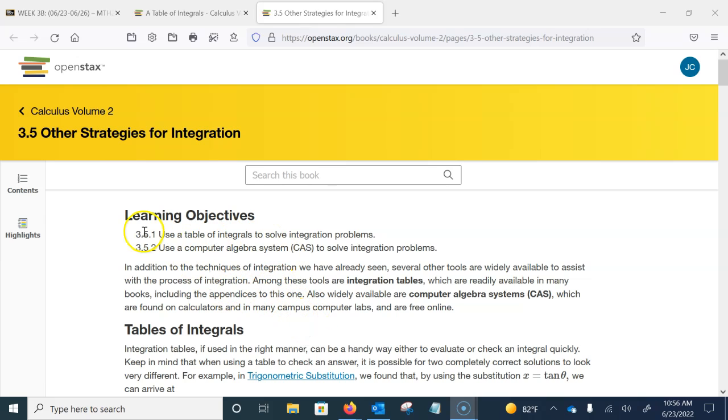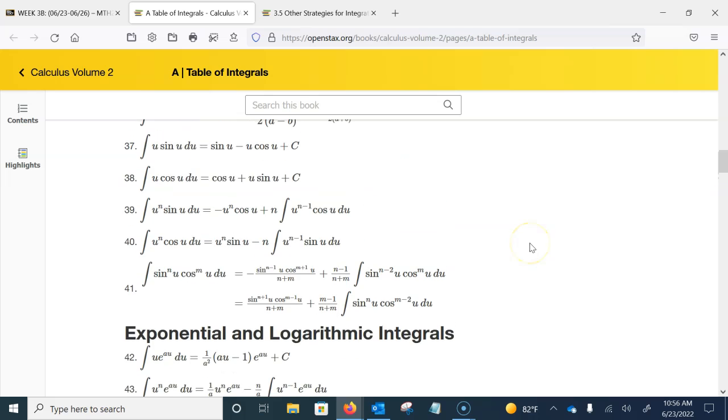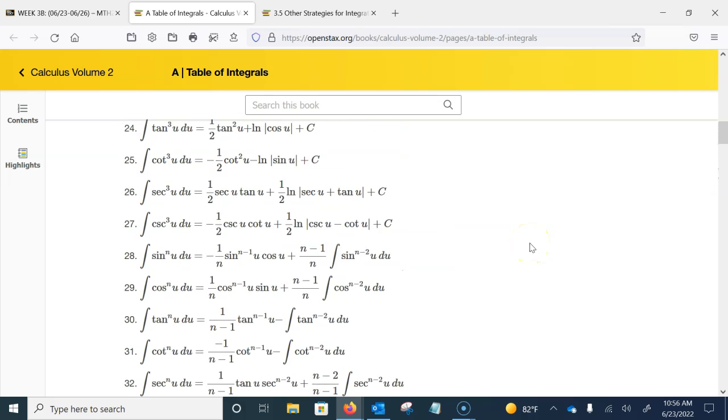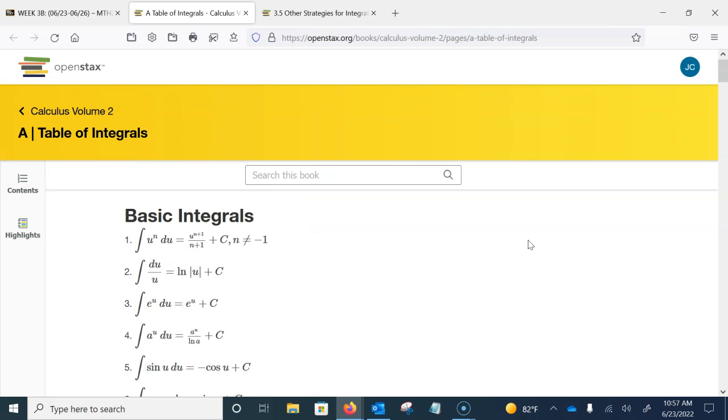Hello class. In this section we're going to be looking at other strategies for integration, and specifically we're only going to look at use of the table of integrals to solve integration problems. And so what I've done here is in this particular folder I've actually put a link to the table of integrals that's in the appendix of this textbook. And I just kind of want to give a walking tour of these integrals.